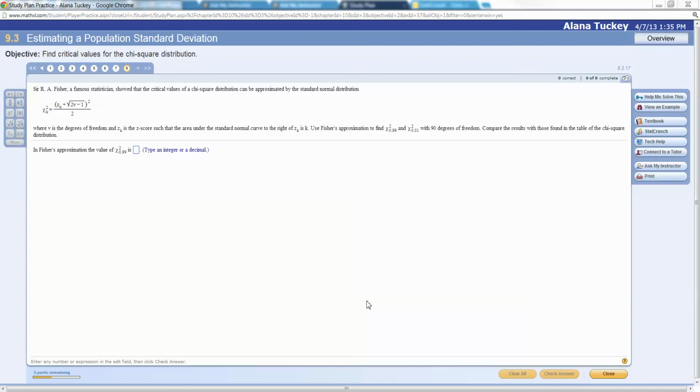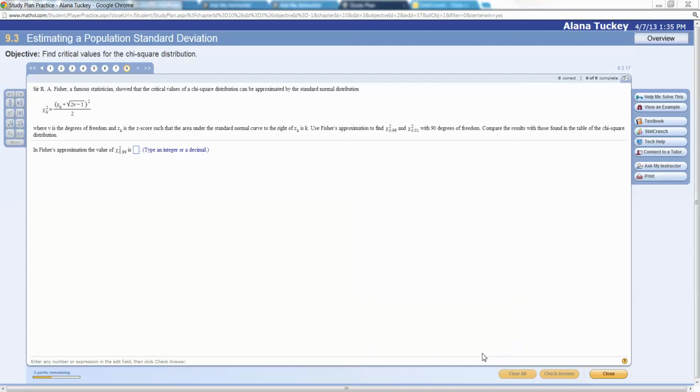So I received a question about this problem and I thought it would be best to make a video for you all, so let's see what it's saying. Sir R.A. Fisher, a famous statistician, showed that the critical values of a chi-square distribution can be approximated by the standard normal distribution. So remember, a chi-square distribution is skewed right, so it's kind of amazing that he was able to figure out this kind of formula that would work for approximating what those values were.